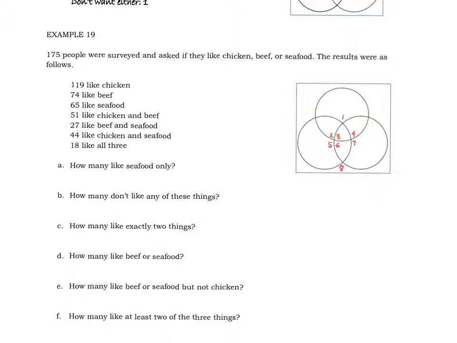Okay, switch to a different color here. So 175 people were surveyed and asked if they like chicken, beef, or seafood. The results are as follows. Okay, so the 175 people, if I add all those regions together, I should get the 175.